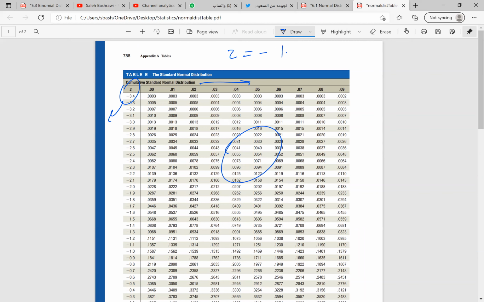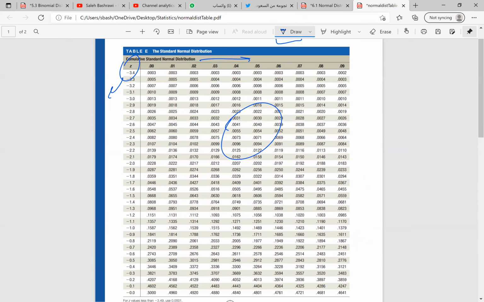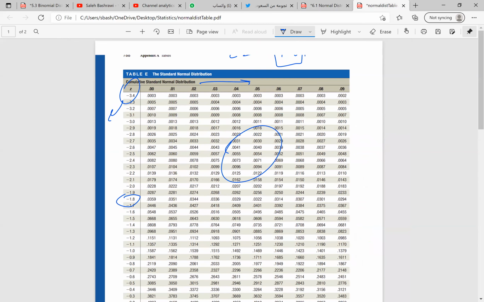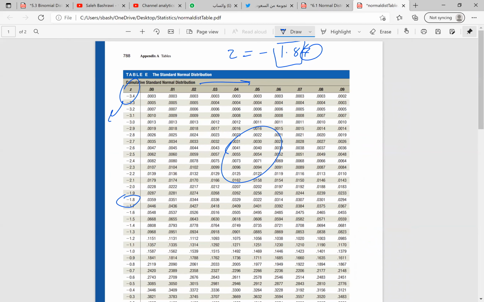If we go to the normal distribution table, I have z equal to minus 1.87. I will look for minus 1.8 in the first column. Minus 1.8 is this one. And 7, it is 0.07, this one. Take the first two digits in the first column, and the third digit, look at it in the horizontal one.